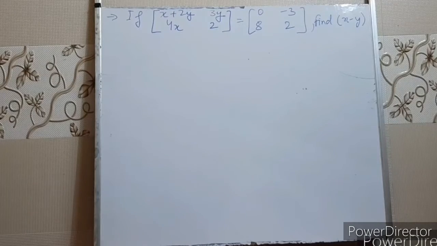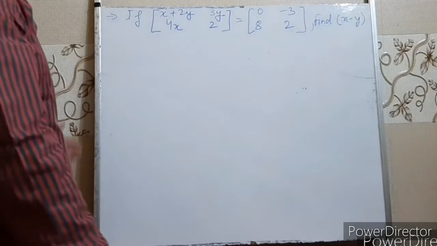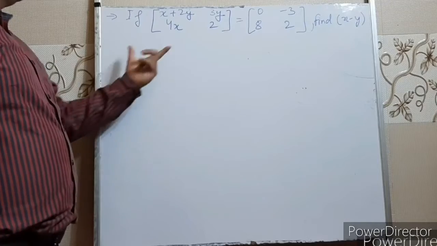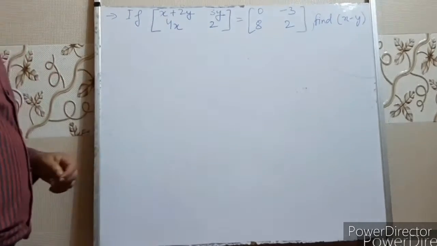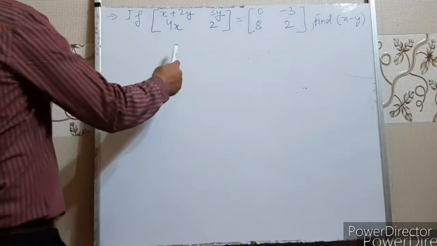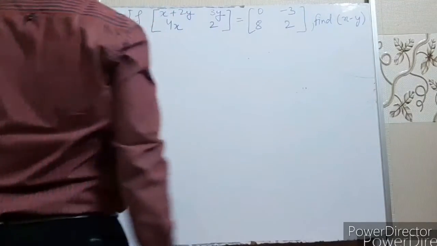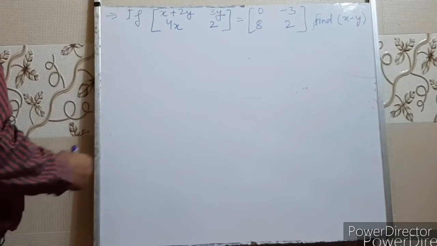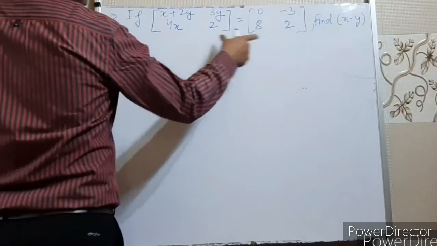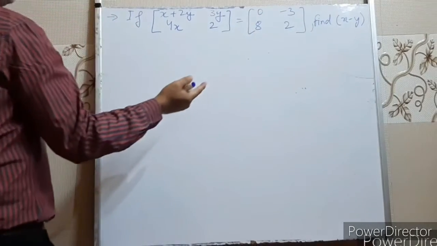Okay, children, let's do a few sums based on the theory and the concept that we have discussed. This sum is based upon the equality of matrices. These two matrices are equal. The question is, you have to find the value of x minus y. Now you can see that whenever two matrices are equal, every corresponding element must be equal.